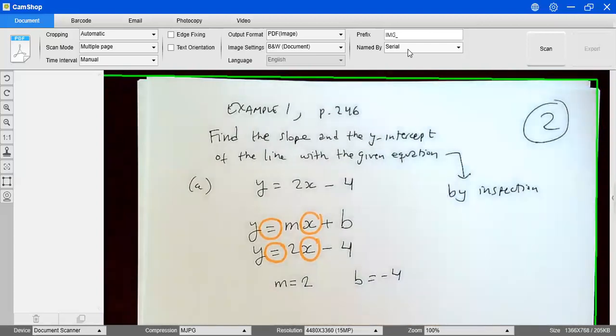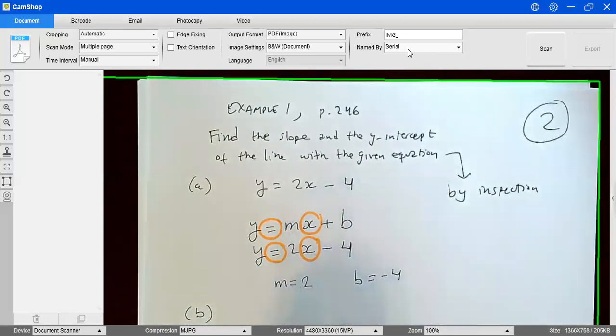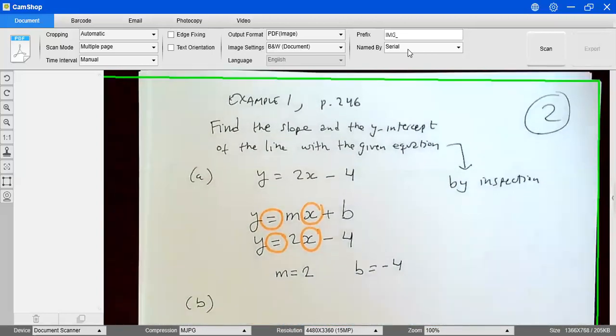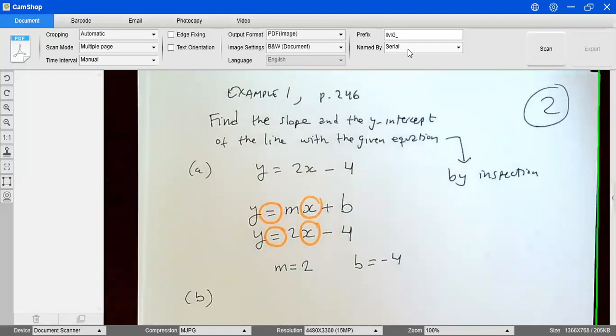by finding the slope and the y-intercept, just by inspecting, examining the given equation. So it's not hard. You just need to be careful that you compare term by term the given equation with the form y equals mx plus b.